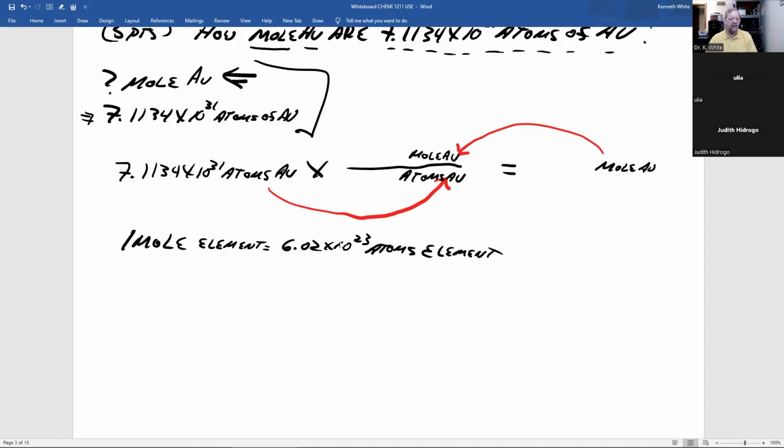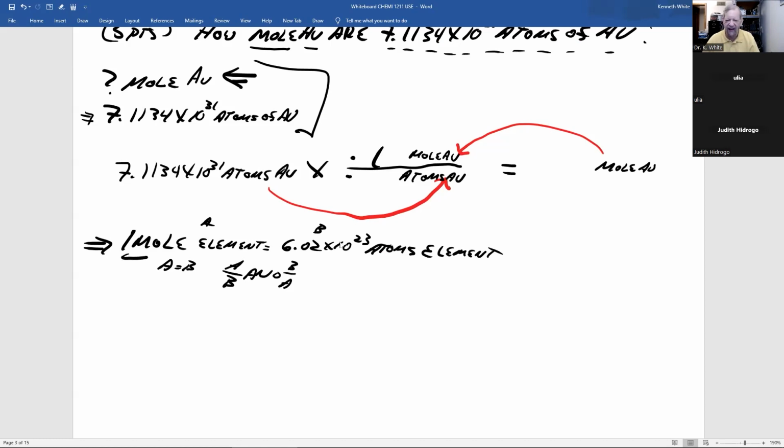So we have from test number 2 important information. 1 mole of a compound equals Avogadro's number, 6.02 times 10 to the 23rd atoms of that compound. Remember, A equals B. There are 2 ratios, A over B, and B over A. This is A, this is B. And if I look here, where do I get a relationship? Moles and atoms? From here.